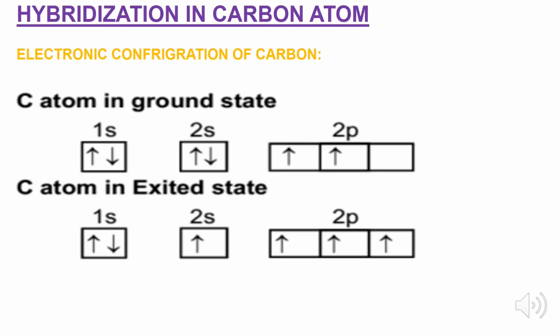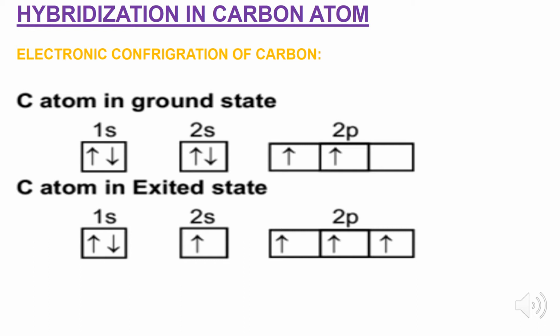Now let us discuss the three types of hybridization in the carbon atom. To understand the type of hybridization in the carbon atom, first of all we must know the electronic configuration of the carbon atom. The electronic configuration of the carbon atom in its ground state is 1s2, 2s2 and 2p2, while in the excited state, one electron from the 2s orbital is promoted to the 2p orbital. As a result, in the carbon atom, we have 4 valence electrons.